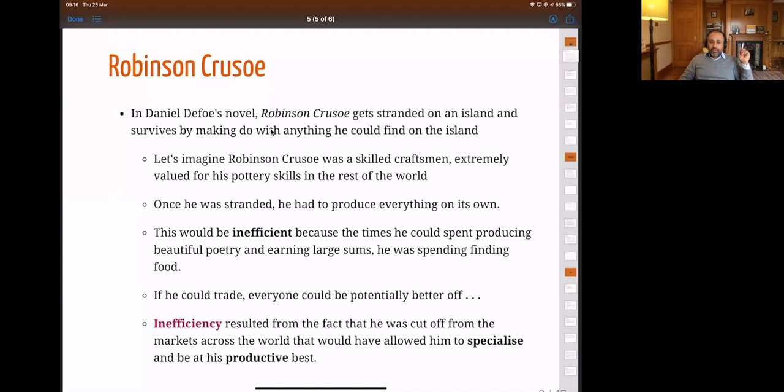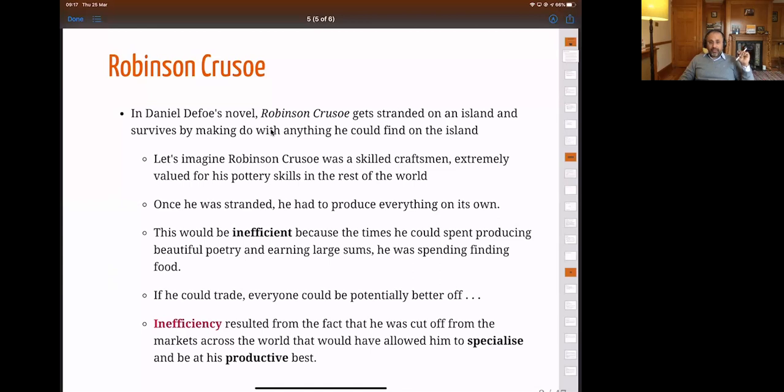Let's also imagine that Robinson Crusoe is a very skilled craftsman. So he's extremely valued for his pottery skills in the rest of the world, right? He's famous, but somehow on a ship, got lost, stuck on an island. So what that means is that people around the world value his pottery, but now he's stuck on the island and he cannot send them his pottery, and they can't send him money. He can't use the money to buy anything else.